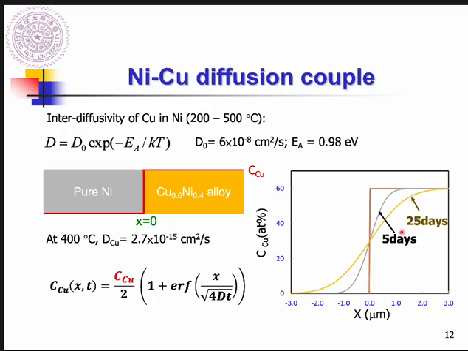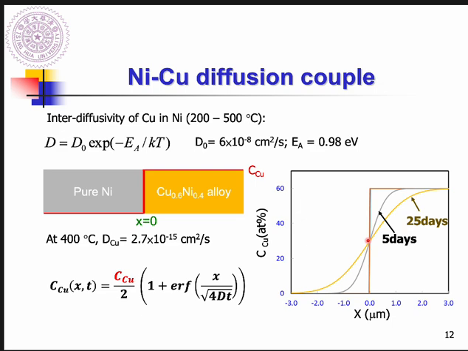So as time increases, we visualize that if you're interested in X at 1 micrometer, then the concentration decreases. But if you focus on X at negative 1 micrometer, you can see the copper concentration increases. And the most important part is there are 3 characteristic locations that do not change.